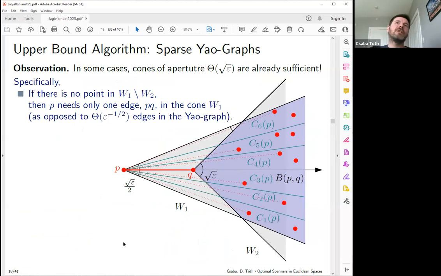Again, this is another illustration. This is the overlay of the cones from the Yao graph, which have this epsilon angle. The Yao graph would add all of these dotted edges from P to the closest points in each of the small cones. But this observation shows that we actually don't need any of these edges, because we can just use Q as a via point.